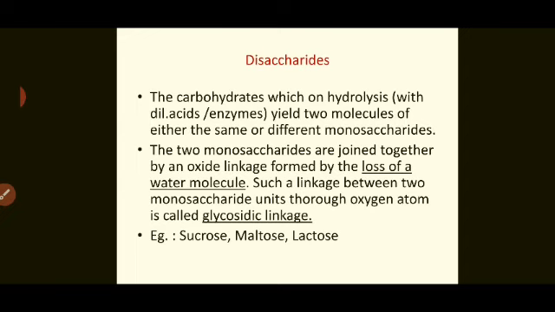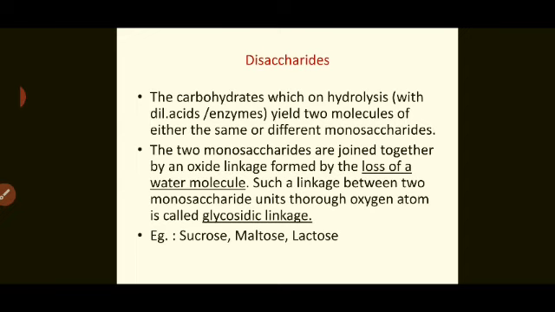Now, how these disaccharides are formed? These are formed with the two monosaccharides. They are joined together by the linkage of oxygen, that is, with the oxygen atom. And this linkage is called as glycosidic linkage. Now, the question can be asked for 1 mark. What is glycosidic linkage?